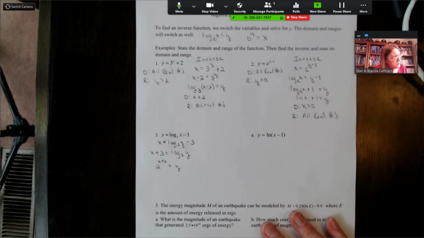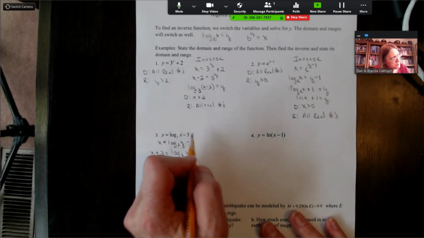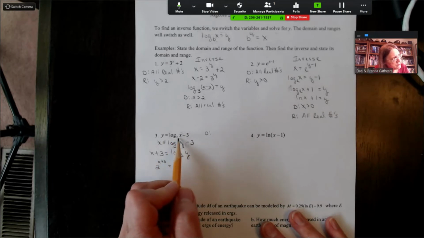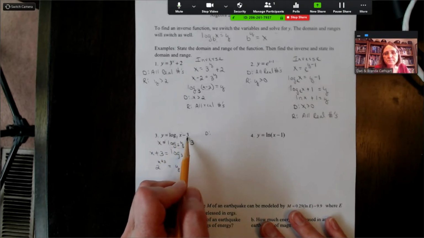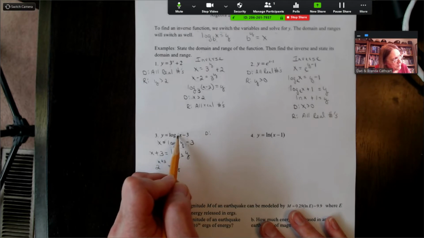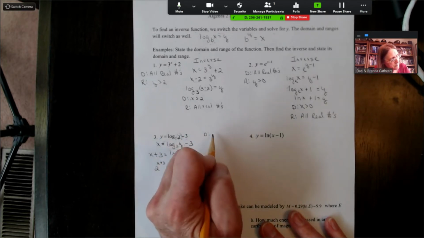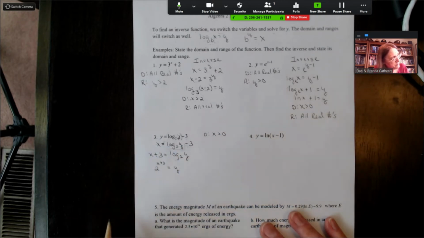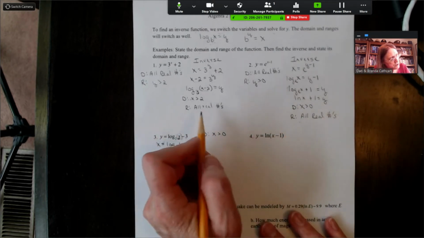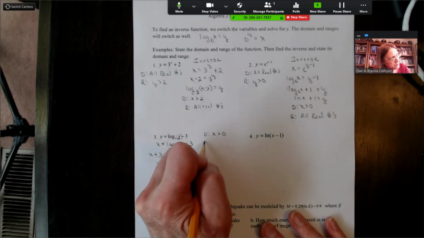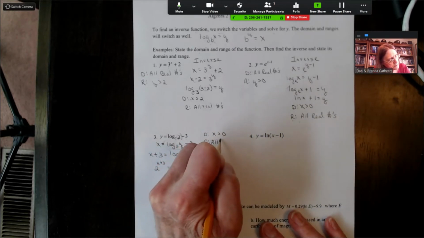We didn't find the domain and range of the original like we were supposed to, so let's go back and look at the domain and range of our function. This is a log function, and I know that this part right here has to be greater than 0. So we have a domain of x greater than 0. And our range, just like we found up in questions 1 and 2, the range of the log functions are all real numbers.